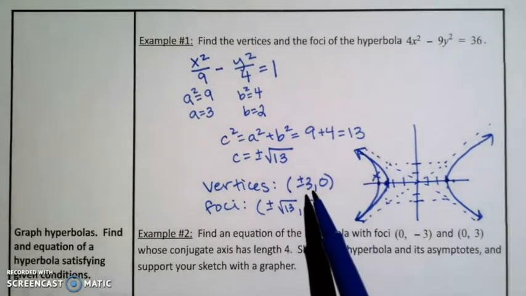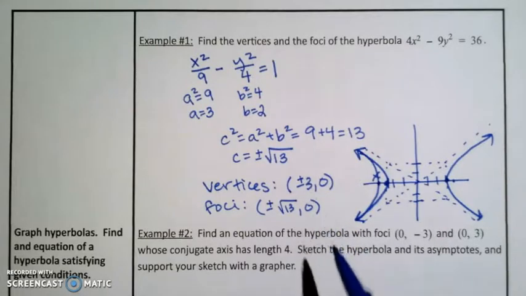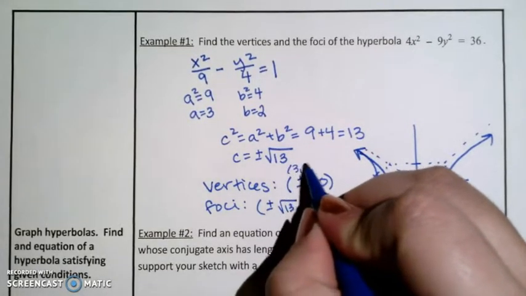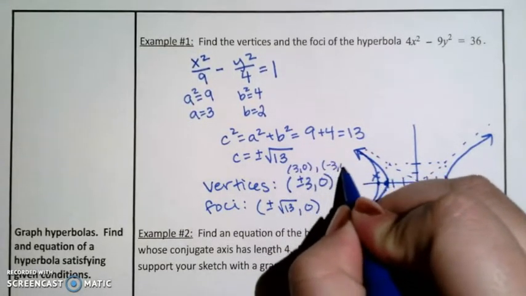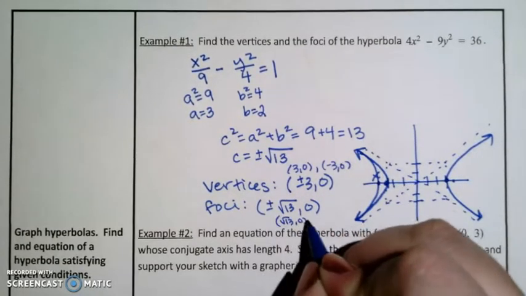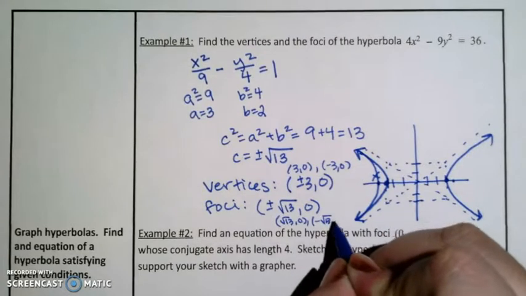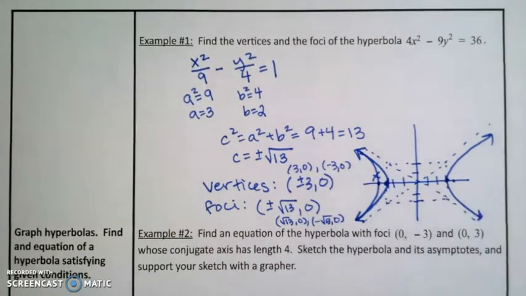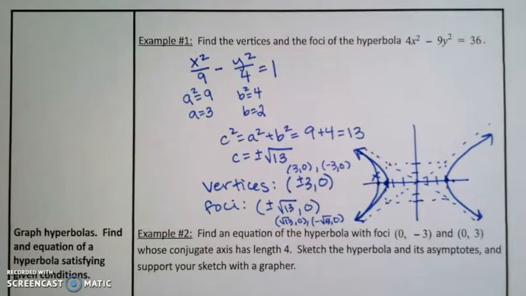Remember, each of these is actually two points, so your vertices are 3, 0 and negative 3, 0, and square root of 13, 0 and negative square root of 13, 0. That's how we have two points for each vertex and focus.